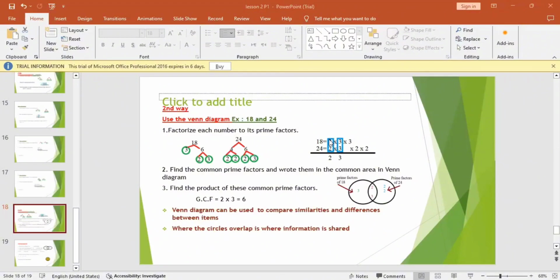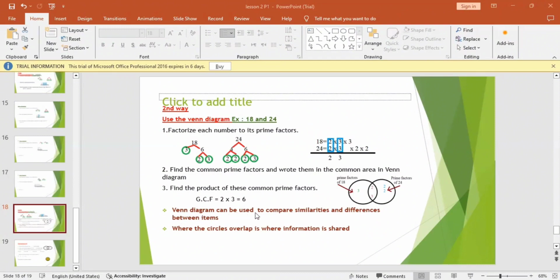So 2, 3, 3. I have 2 is common between 18 and 24. 3 is common between 18 and 24. So I will put 2 and 3 here. And the rest, I have to put in the prime factors of 18. And this 2 and 2, put in the prime factors of 24. So in this circle, I can find in this place the prime factors of 24, and here the prime factors of 18, and in the intersecting area between 18 and 24, I can find 2 and 3. When I multiply 2 by 3, this will be 6.